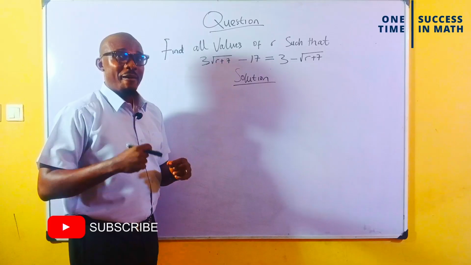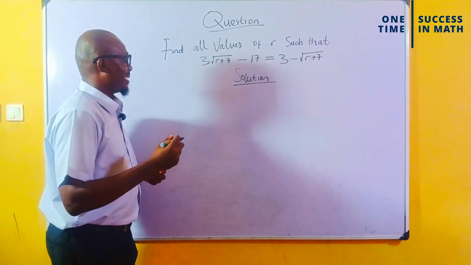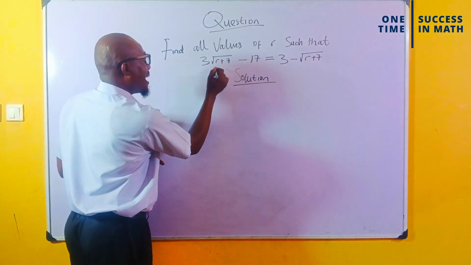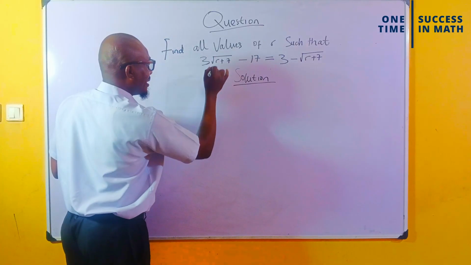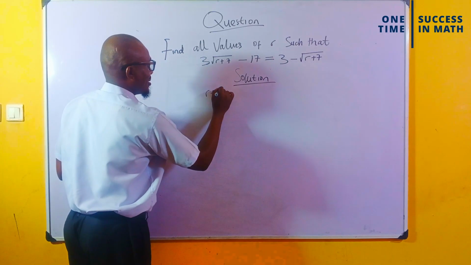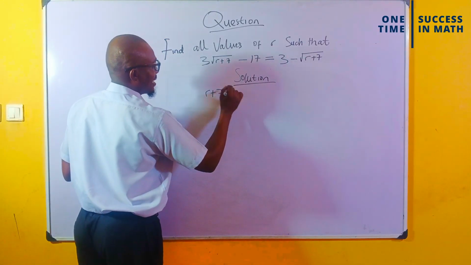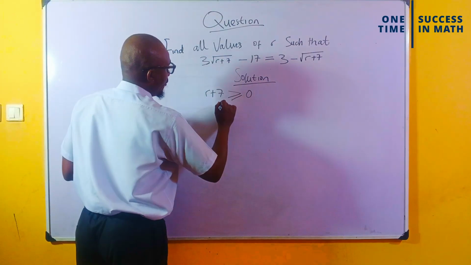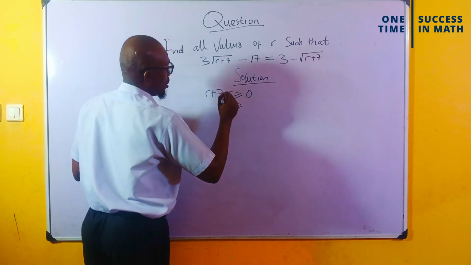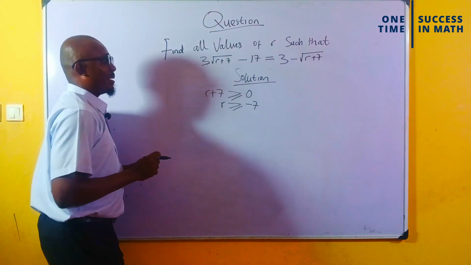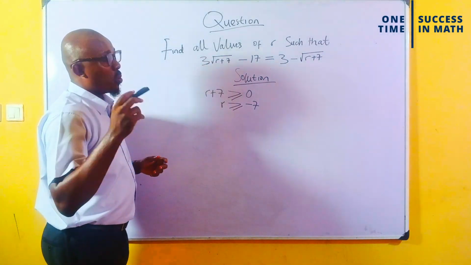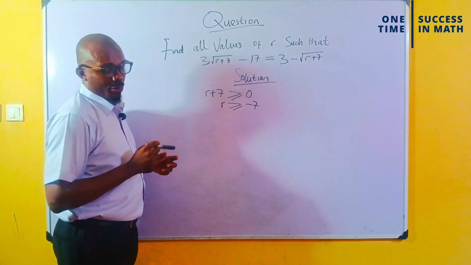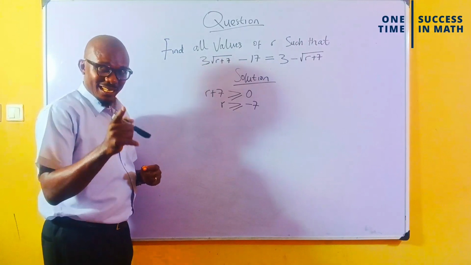So we need to first find the domain, that is, the range of which r will be correct. We will bring out this component of the radical, which is r plus 7. And then we'll say that this r plus 7 should be greater or equal to 0. Therefore, r should be greater or equal to negative 7. This means that all the values of r that we will get should fall from negative 7 and above. It shouldn't be less than negative 7.